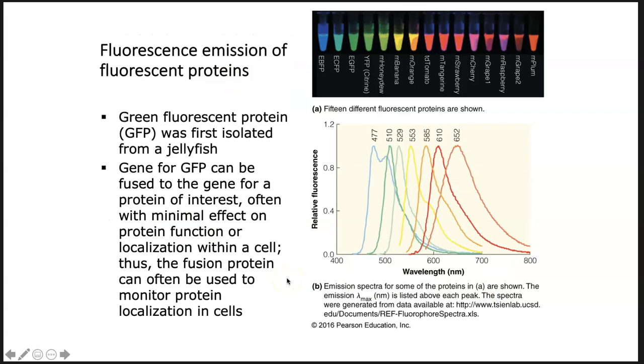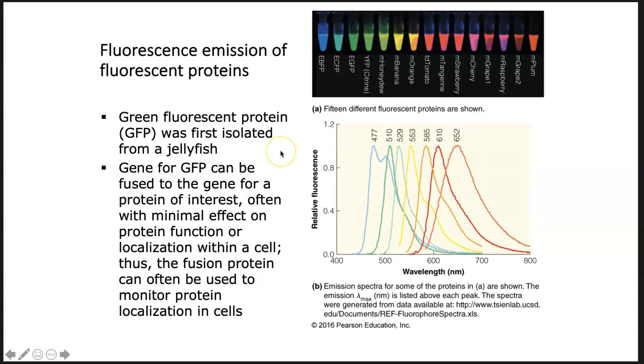Another technique that's widely used is fluorescence. Fluorescence is a characteristic that particular proteins have. This is not a characteristic shared by every single protein, but some proteins do have a fluorescence emission. The most well-known fluorescent protein is green fluorescent protein. This protein was first isolated from a jellyfish, and it's really unique because the protein itself has a chromophore that causes fluorescence that is composed of amino acids that have been modified.